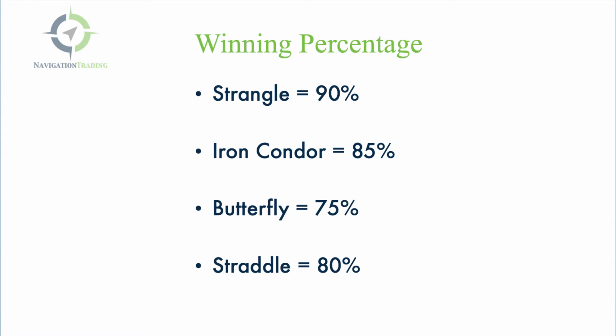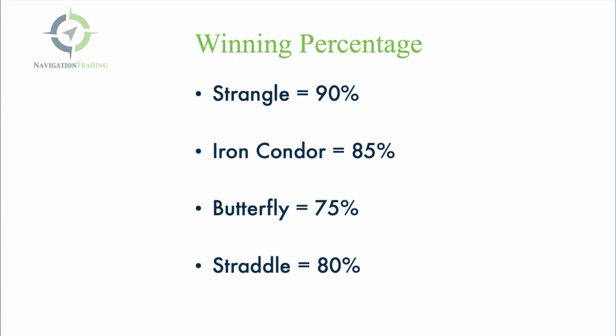And third, the third key variable is the winning percentage. So if you manage your winners the way that we teach, over time what you'll see is strangles will have about a 90% chance of success, iron condors about 85%, butterflies about 75%, and straddles about an 80% winning percentage. Okay, so those are the factors that we're looking at in trying to calculate and project what our potential income could be from these trading strategies.